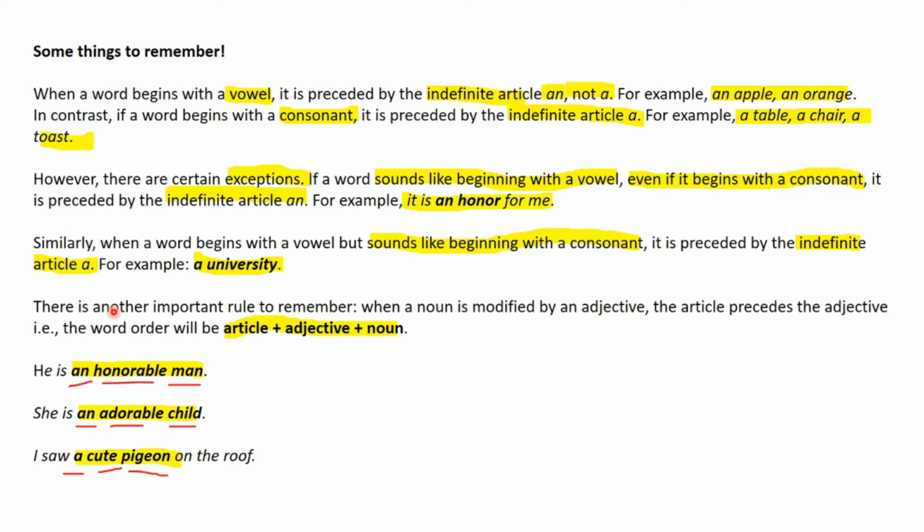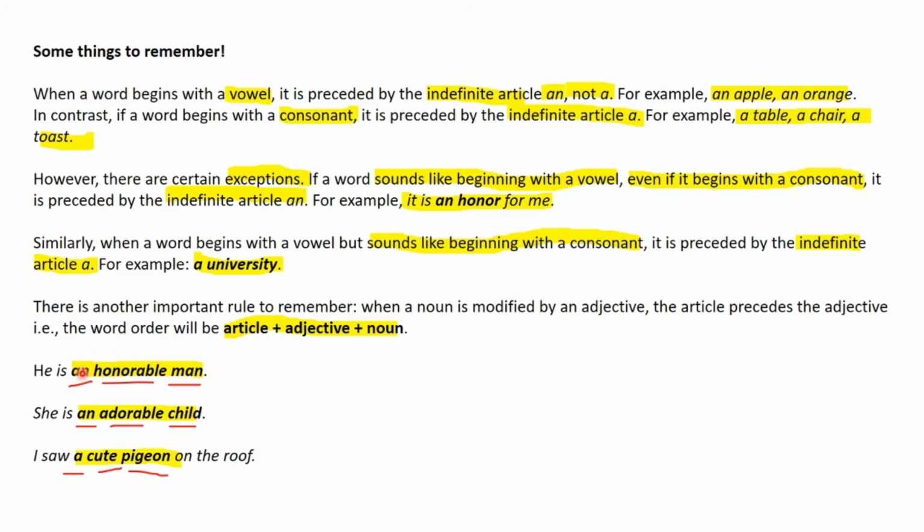Another important thing to remember is that when a noun phrase is being modified by an adjective and an article needs to be added to it, the pattern will be article followed by an adjective followed by a noun. For example, an honorable man. Now, honorable is modifying the noun phrase man, and there is also an article in it.